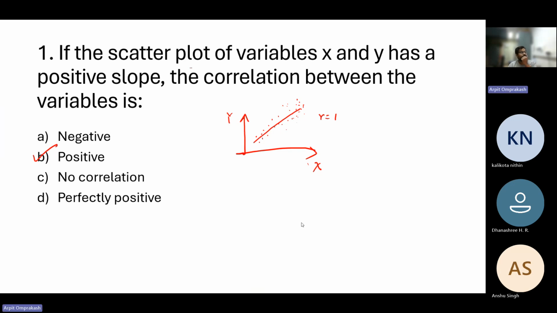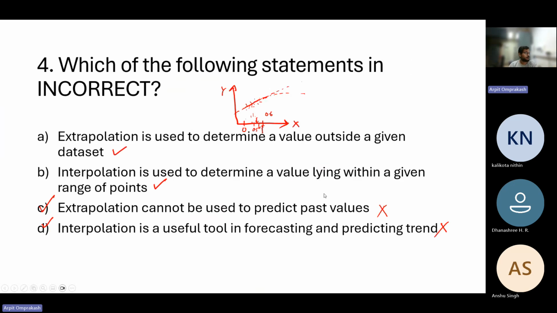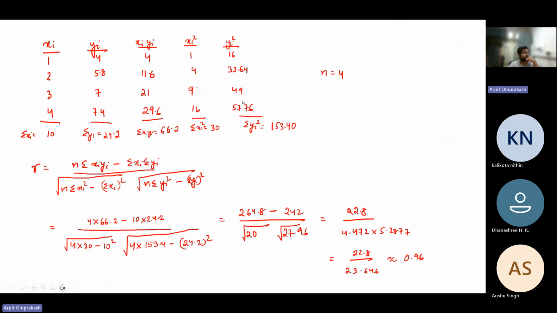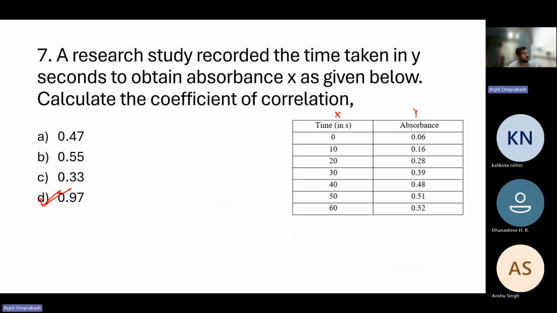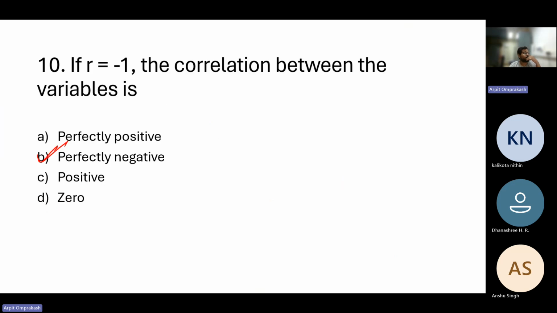So we learned how to calculate the correlation coefficient, the formula for correlation coefficient. We learned about interpolation, extrapolation. We were calculating the correlation coefficient using the formula. So yeah, summation of xi, xi into yi, xi square, yi square, summation of all that you plug into this formula. Then we learned how to basically calculate values of x given values of y in a line, and again correlation coefficient, then calculating correlation coefficient given different values, and then probability.